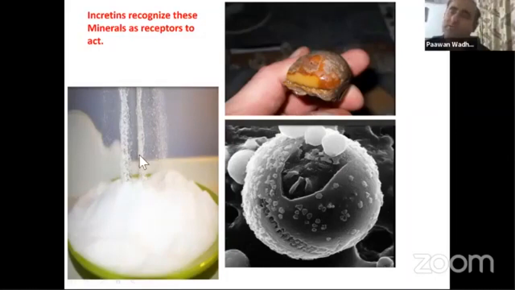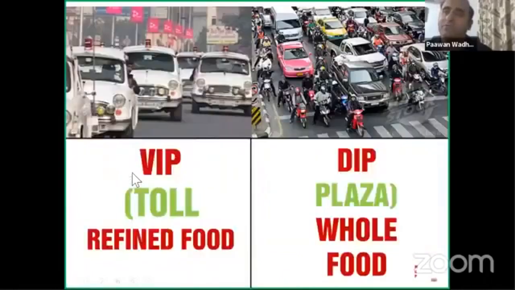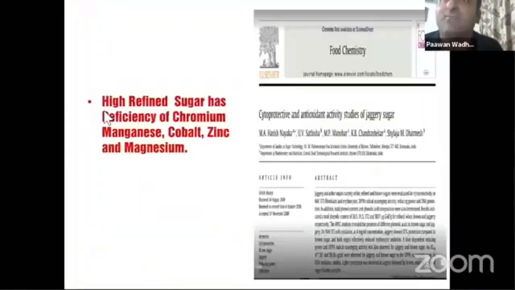So incretin hormones and the gut flora will not recognize this sugar, and this sugar has only one way to go. This is the VIP. No matter how high the sugar level is, it will go into your body and raise your sugar level. That's why in an International Medical Journal, a report came that jaggery is actually cytoprotective and antioxidant. Can you imagine? Jaggery is cytoprotective as well as antioxidant. Why? Because it contains chromium, manganese, cobalt, zinc, and magnesium as receptors, which are not there in highly refined sugar, right?